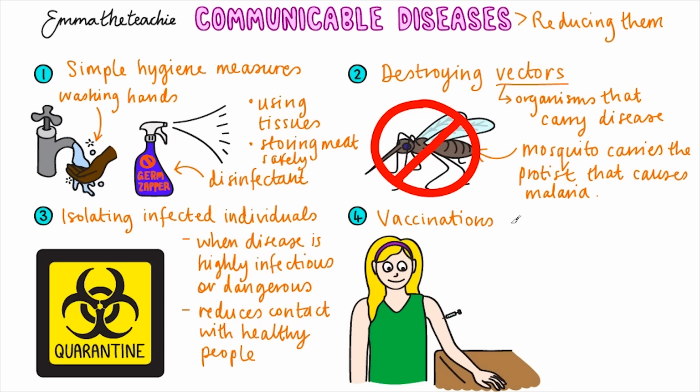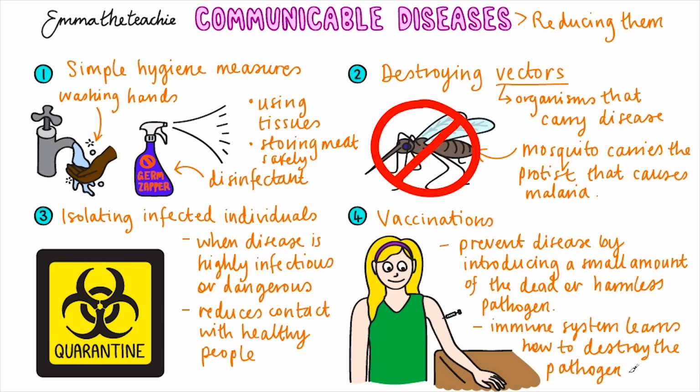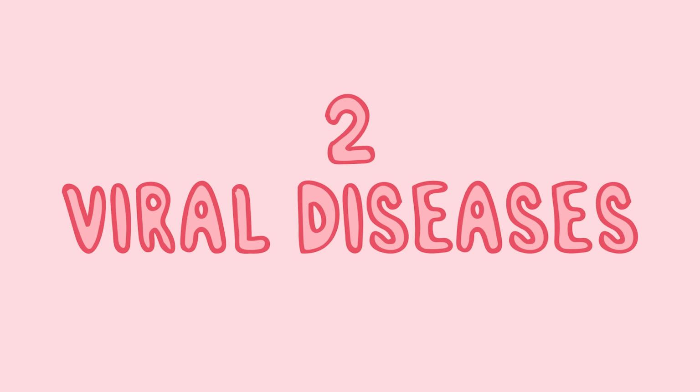And finally, we've got vaccinations. You'll learn a lot more about this in the vaccinations video. But this prevents disease by introducing a small amount of a dead or harmless pathogen into the body. The immune system then learns how to destroy the pathogen and can do this if it ever comes into contact with the full disease.